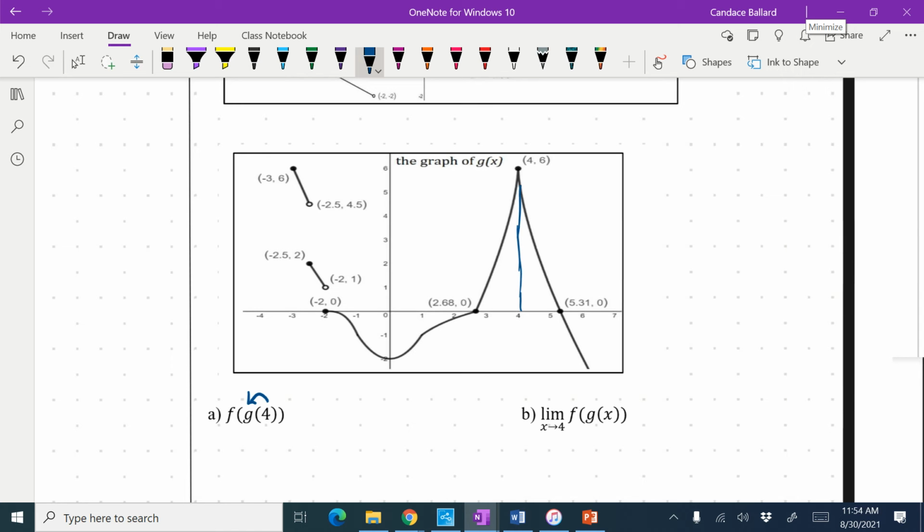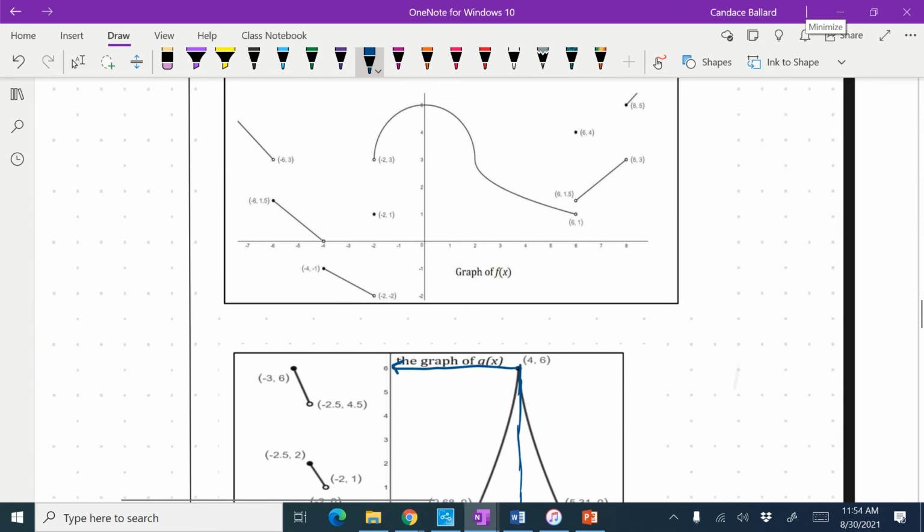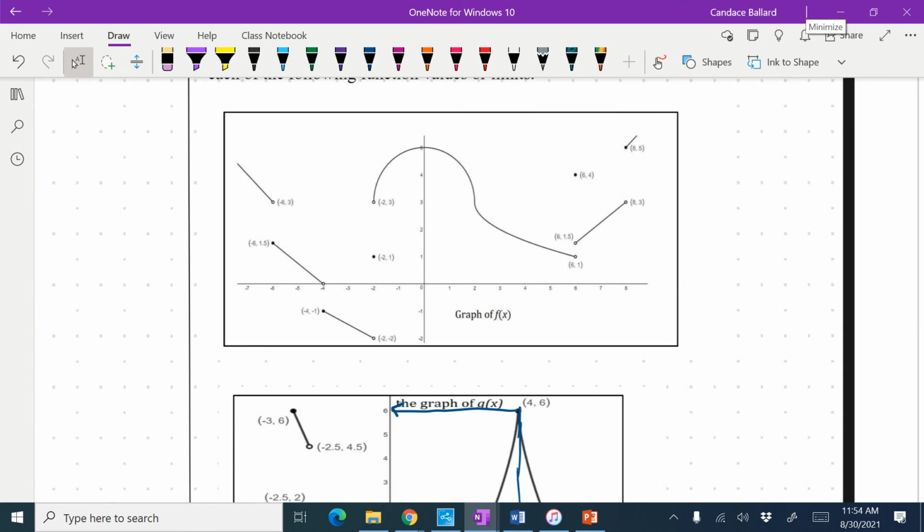Okay. And I'm going to read the y value off the graph. So what's the y value at 4? 6. So I'm going to substitute 6 in for that. I'm going to surround it with whatever else was left behind that I didn't use yet. Now this is saying take 6 and plug it into f. So I'm going to go to my f graph. I'm going to find 6.